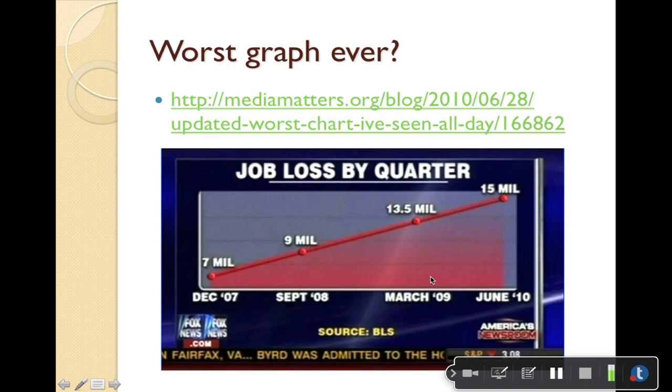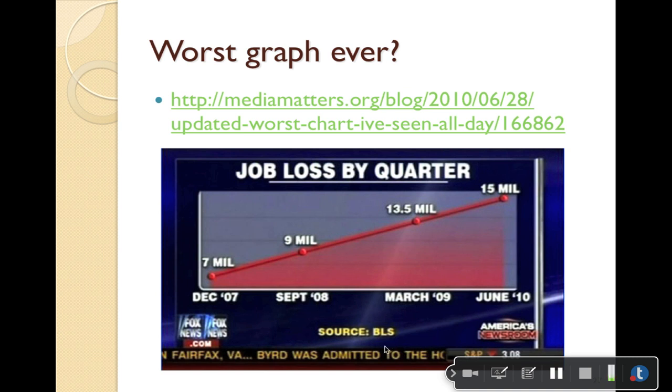The second thing, you see down here, the source is the Bureau of Labor Statistics. And if you click the hyperlink and read a little bit more into the article, it explains that these numbers here aren't even job losses. These are actually total number of unemployed people. Because you could imagine if 15 million jobs suddenly disappeared, we would notice that. So this actually isn't job loss, but it's unemployment.